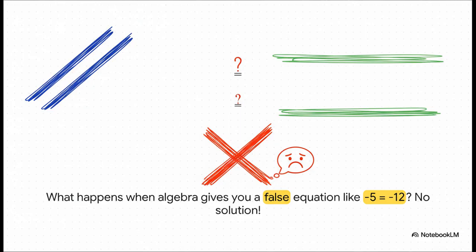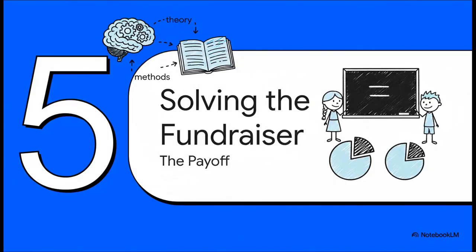But hang on a second. What happens when you're solving a system and you end up with something totally bizarre, like -5 equals -12? I mean, that's obviously not true, right? So did you make a mistake? Nope. This is math's way of screaming at you that there is no solution. These are parallel lines.